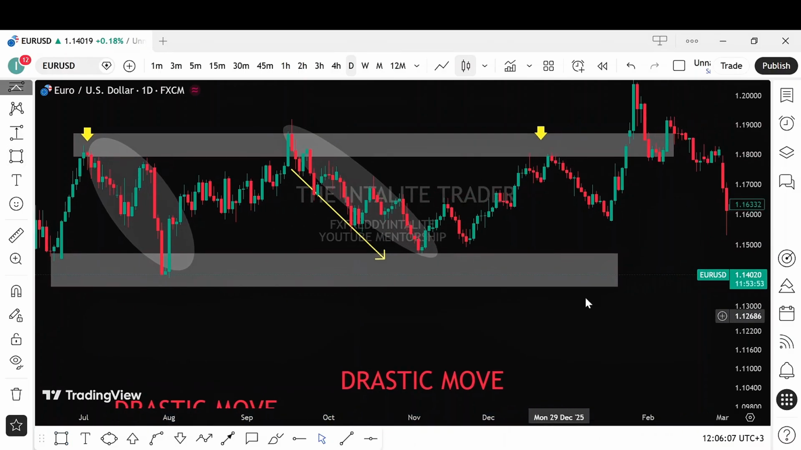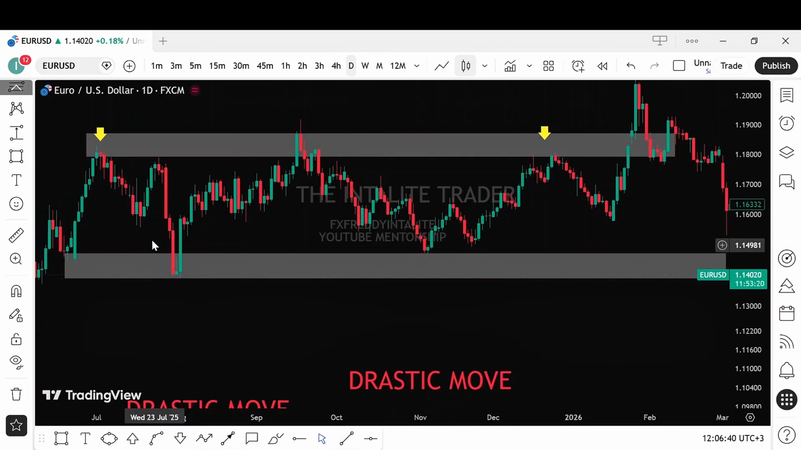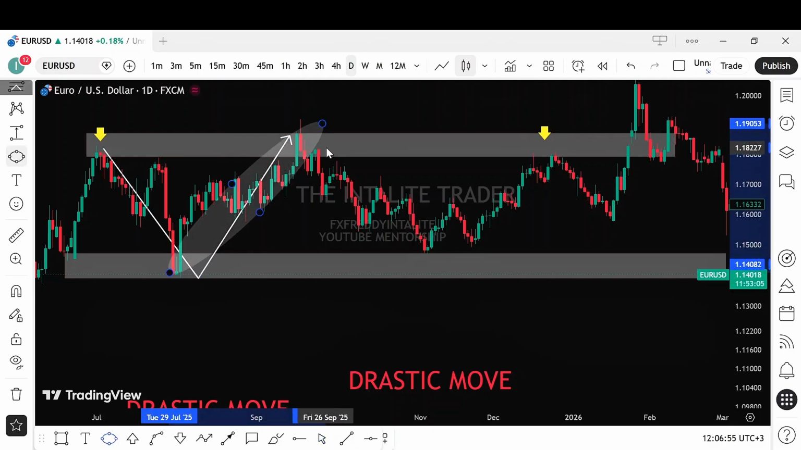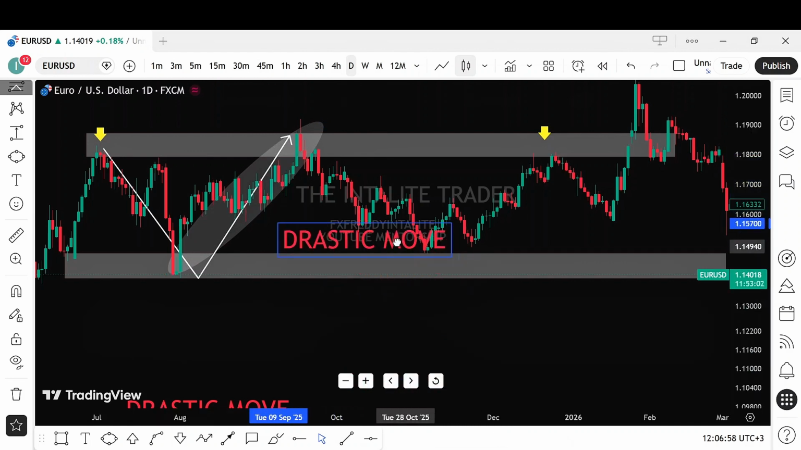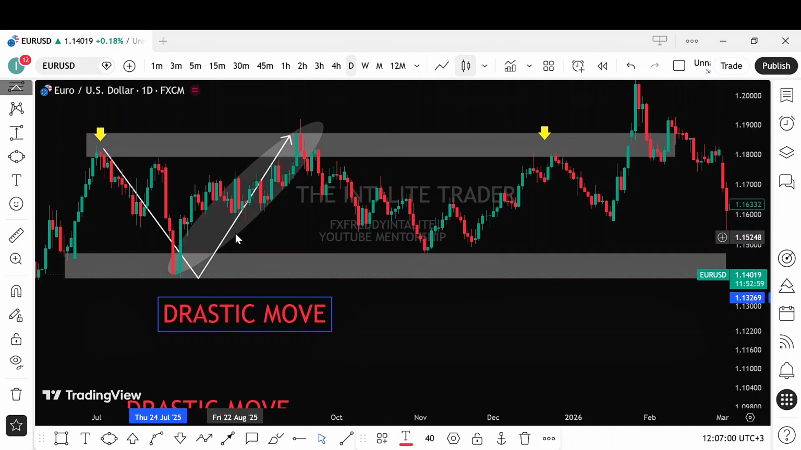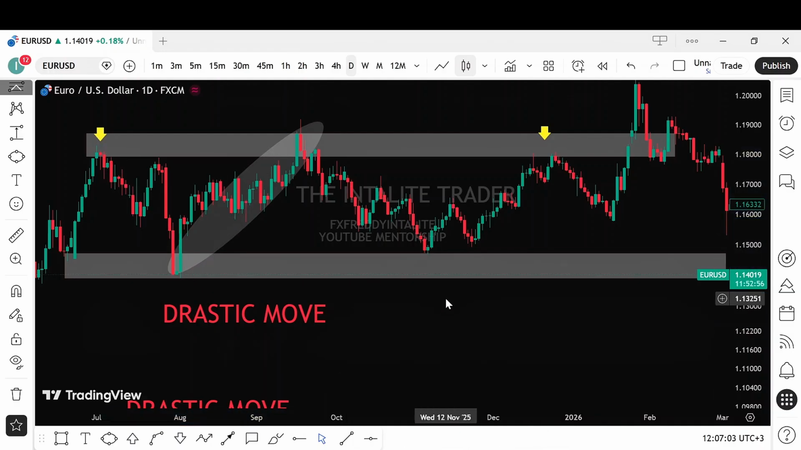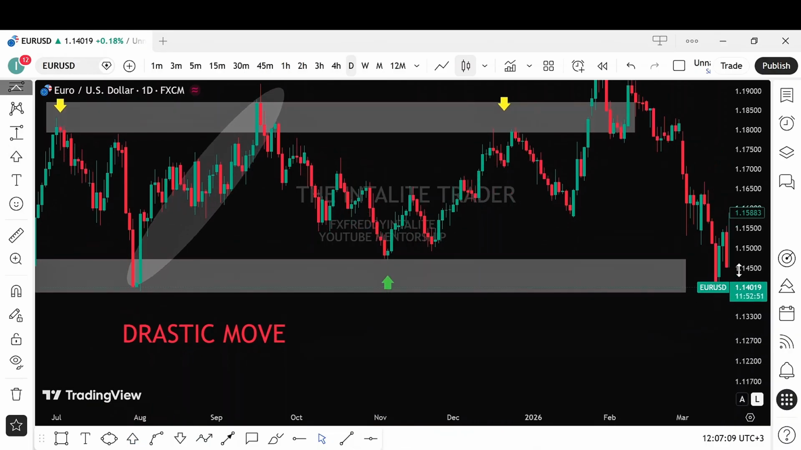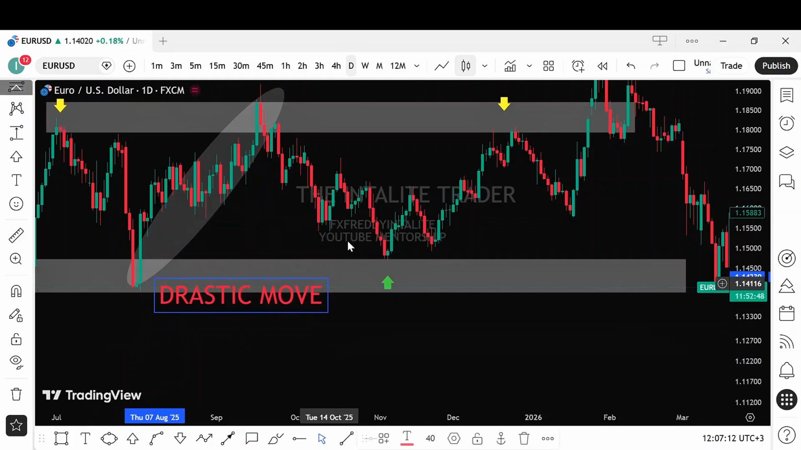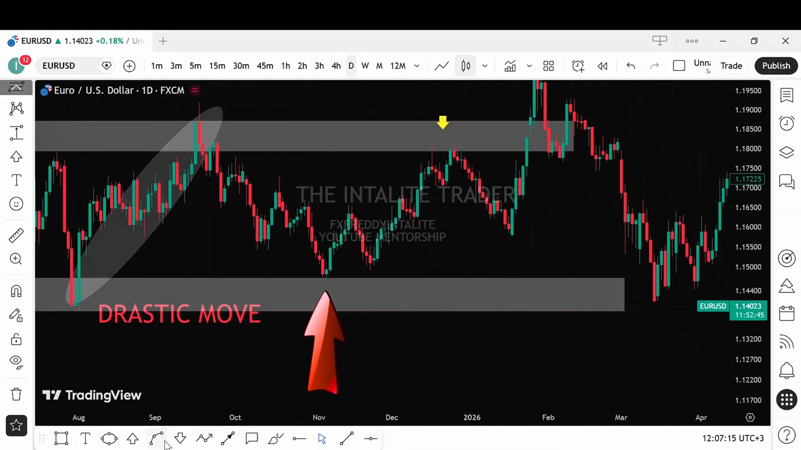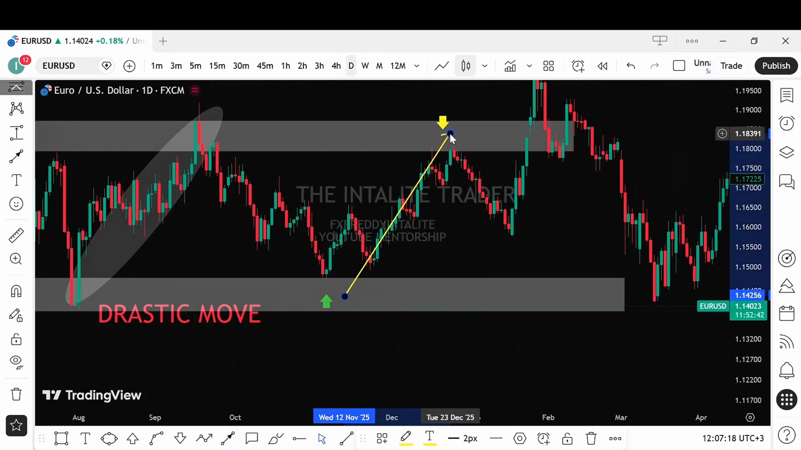because in the past, price came into this level, this one. You had price trade into this level here and move away drastically. So if we mark this as our drastic move, this one is our drastic move here. We then wait for price to come back into the same level. So what happens? When price comes into this same level, it trades away, giving us this move.